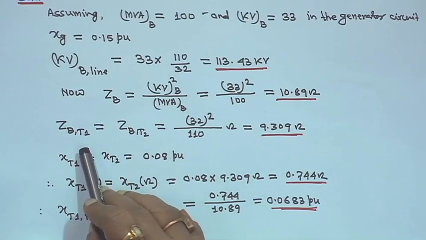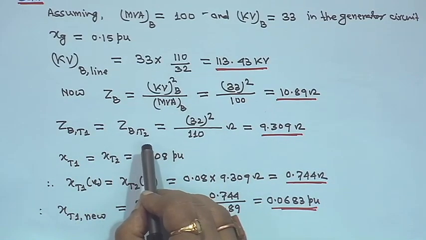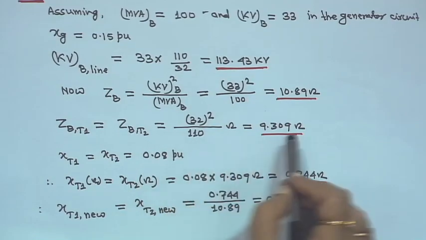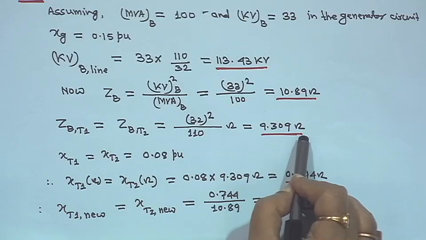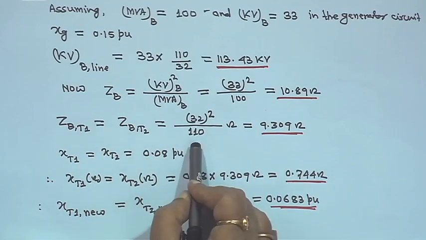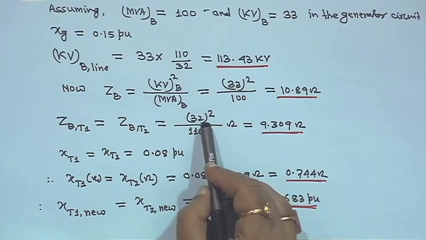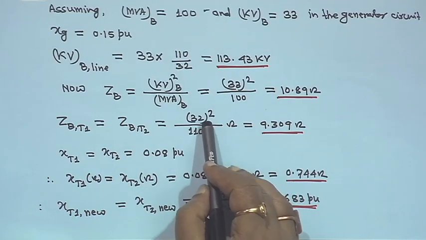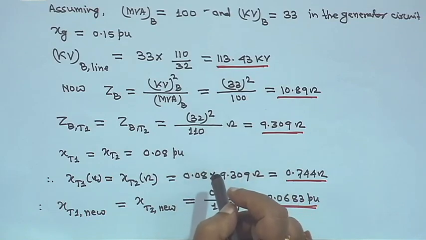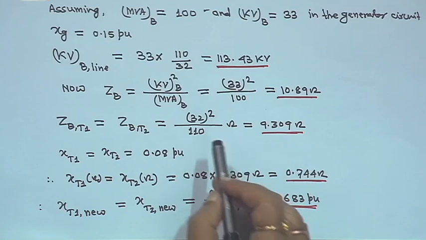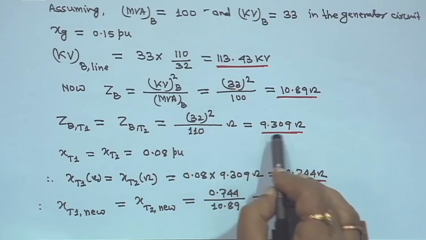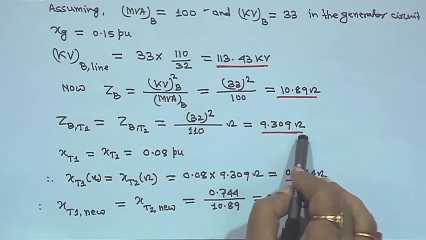So ZB of T1 is equal to ZB of T2, equal to 32 square upon 110 ohm, which is 9.309 ohm, because transformer T1 and transformer T2 have the same voltage rating. We are taking base voltage 33 kV, so low voltage side is 32 kV for those transformers. So kV square upon MVA, where MVA is 110 for the transformer as given, that will become 9.309 ohm.